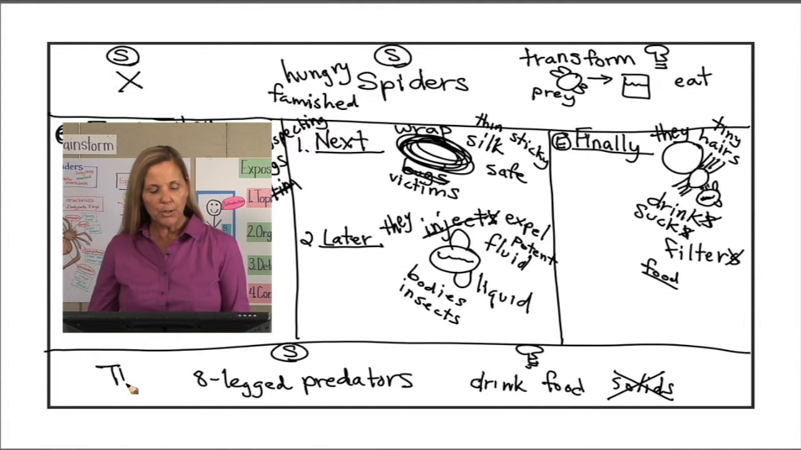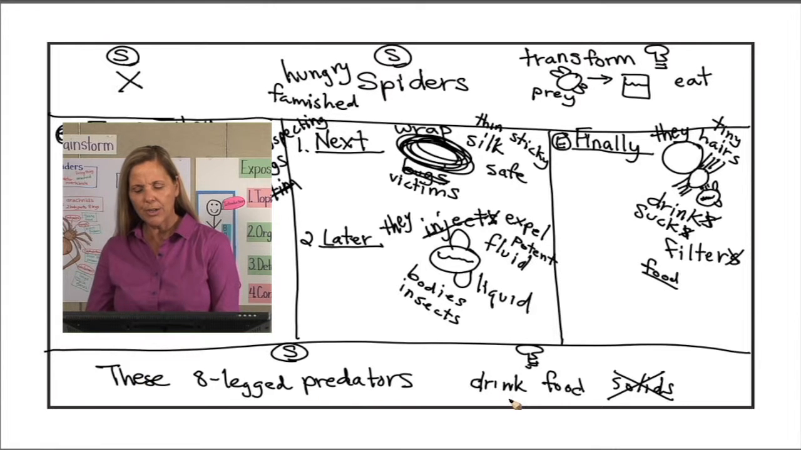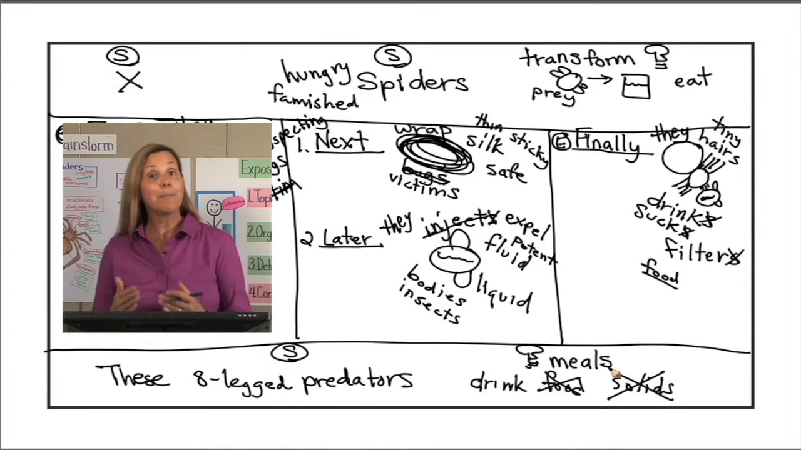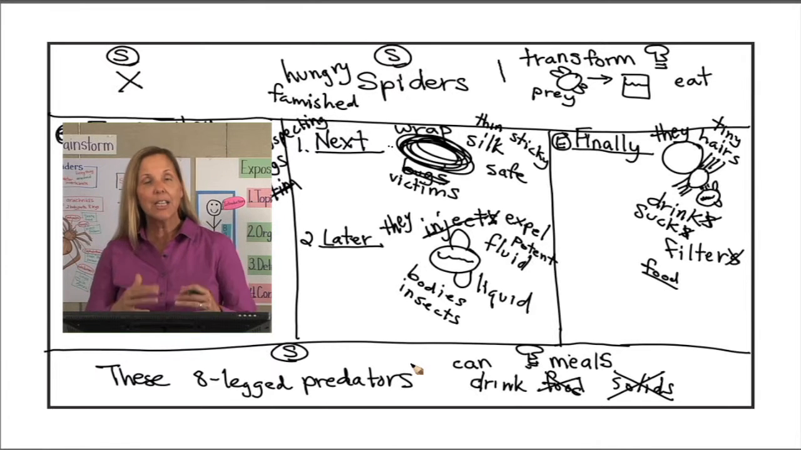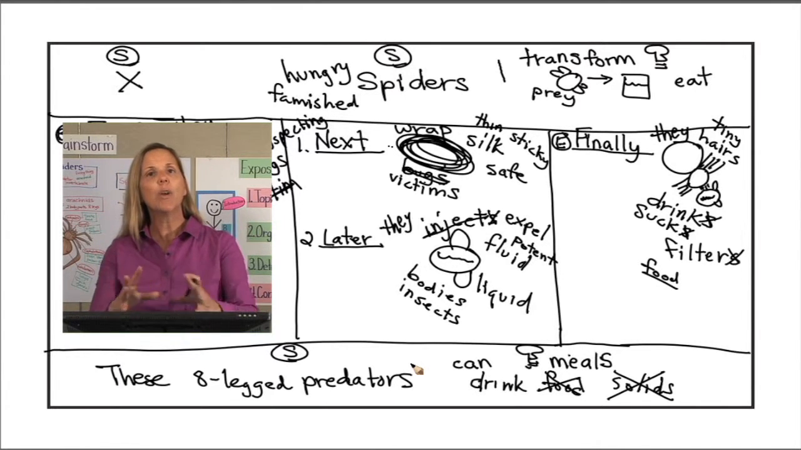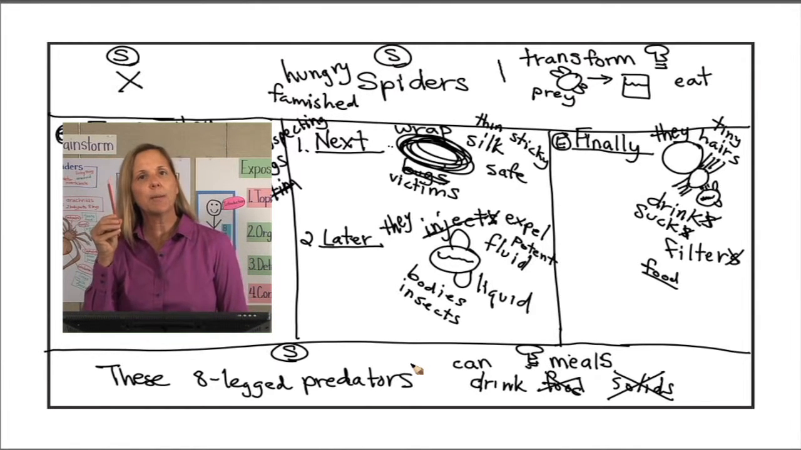These eight-legged predators, I already described them, eight-legged. These eight-legged predators drink their food. I already said food up here. Instead of food, let's say meals. These eight-legged predators can only drink their meals. We have our entire sentence. We've added some fancy words. We've practiced it over and over again. If students have difficulty with complete sentences, then we add this last part.